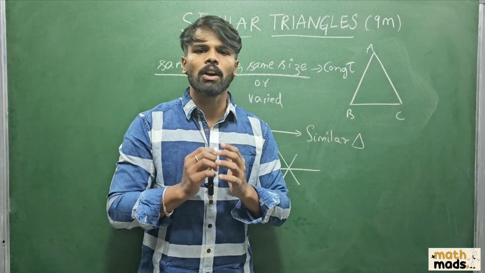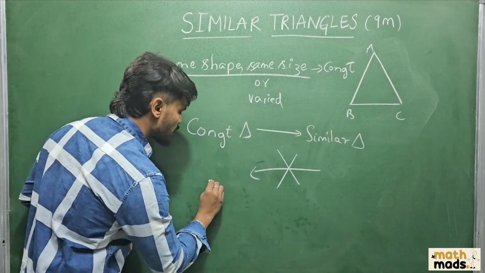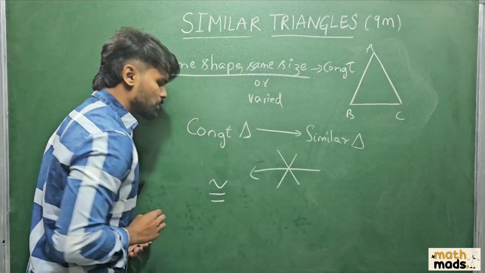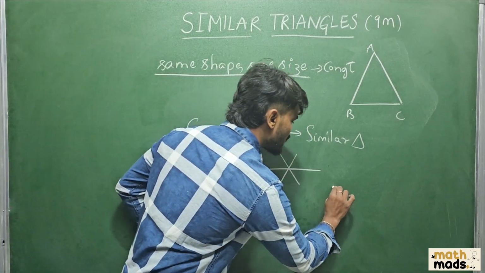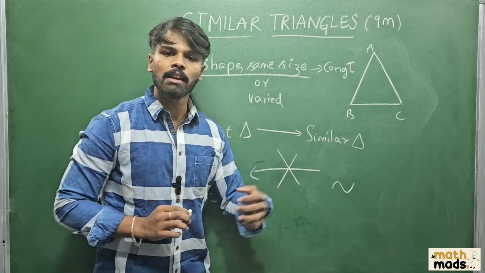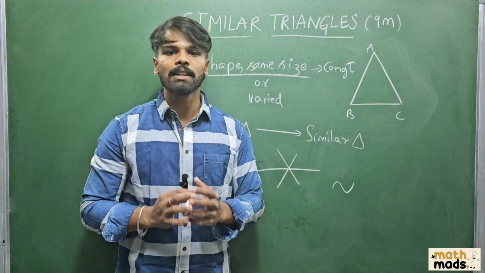Since you have already studied congruent triangles, you also know the symbol. This was the symbol you used for congruent triangles. Now take this equal to and write the remaining thing. This is the symbol for similar.